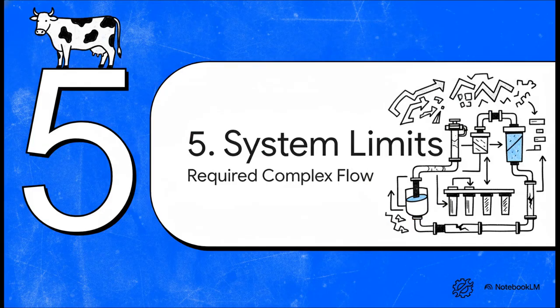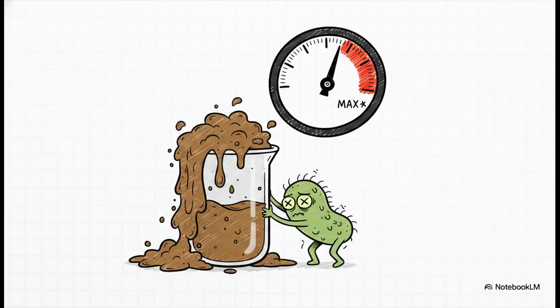All right, time for Section 5, limits and required complex treatment. We need to ground ourselves in some harsh engineering realities here. Because here is the ultimate reality check, folks. Raw cow manure slurry often contains hundreds of milligrams per liter of phosphorus. As amazing as biological systems are, Archaea water alone cannot magically drop those levels all the way down to that strict 16 milligrams per liter standard.